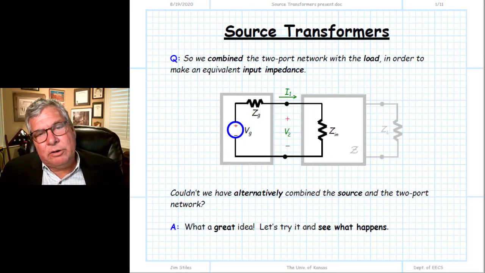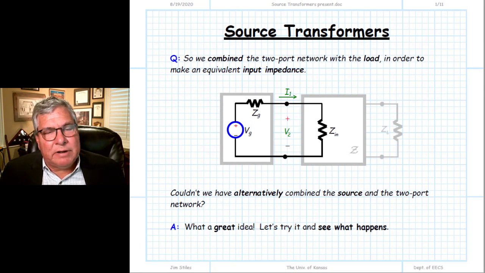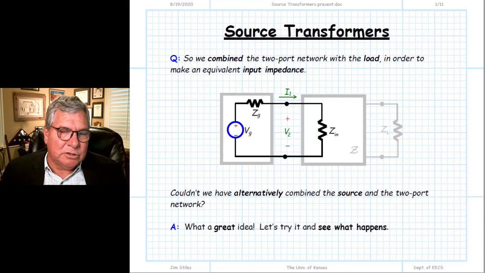We just showed that we could combine a two-port device with a load attached to it and interpret it as an impedance transformer, one that transforms load impedance into a new impedance Zn. We combine the two-port device and the load attached to it. And of course that allowed us to determine the voltage and current at the input of that two-port device.